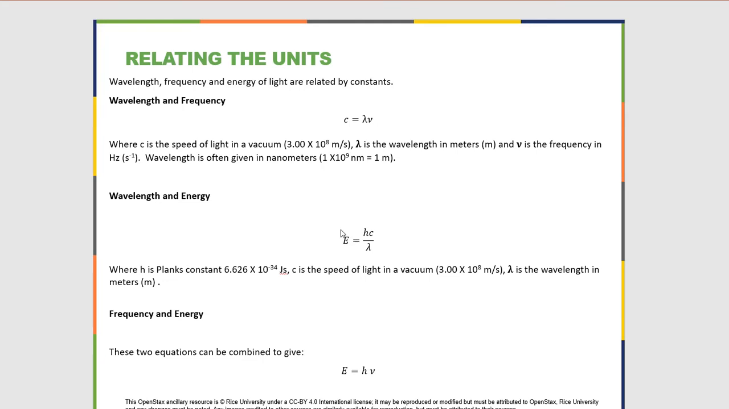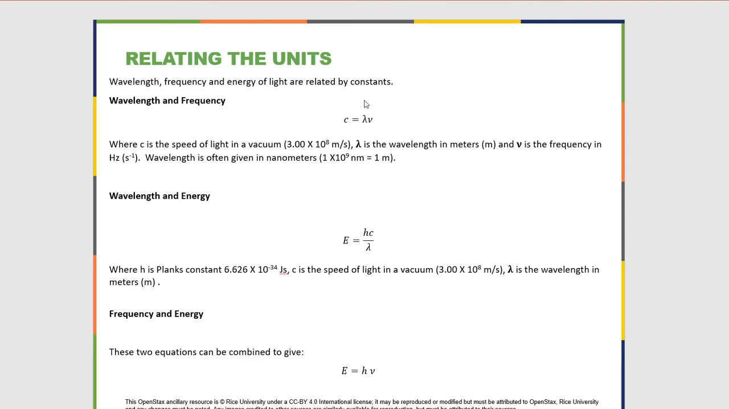Note that energy here is on the top, if you will, it's over 1, and wavelength is on the bottom. This means that these things are inversely proportional. So if the wavelength is long, the energy is low. If the wavelength is short, the energy is high. That is very important to remember.